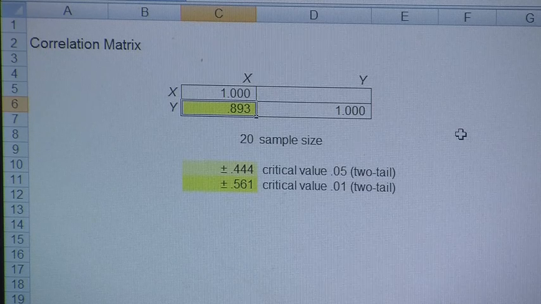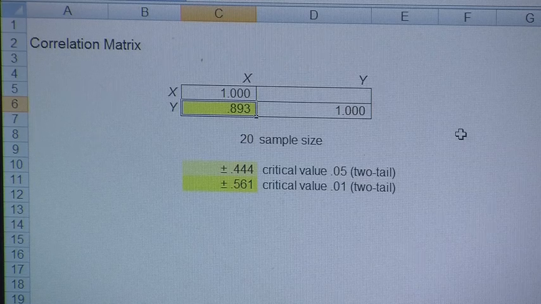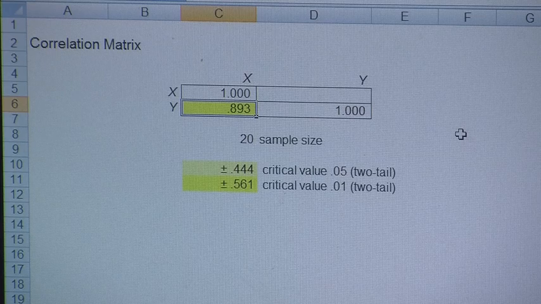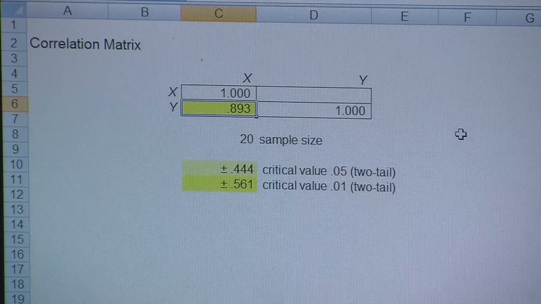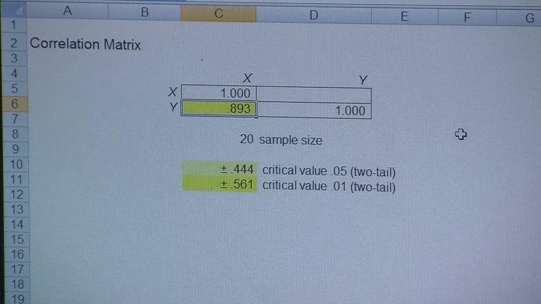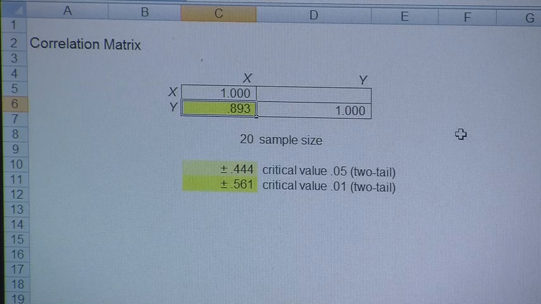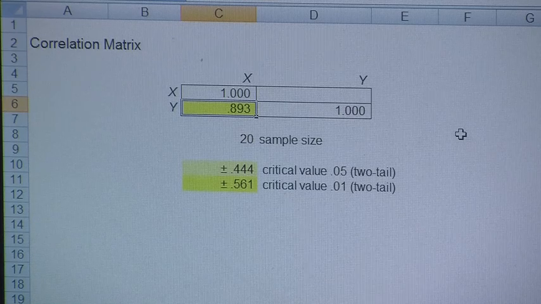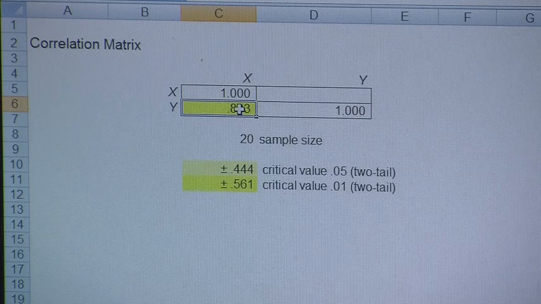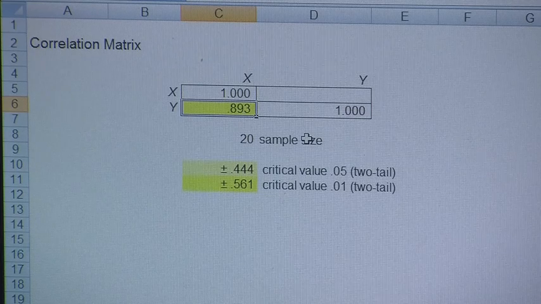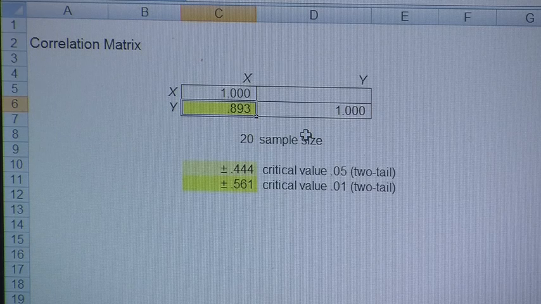Now, I want to use that 0.893 to frame for you that from a calculation standpoint, the highest value that the Pearson correlation coefficient can take on is 1. So if two variables are perfectly correlated with one another, they would have a correlation of 1. If two variables were completely uncorrelated with one another, then they would have a correlation of 0. So if you think of correlation moving along a continuum from 0 to 1, when two variables are correlated 0.893, that suggests that they're strongly correlated with one another.